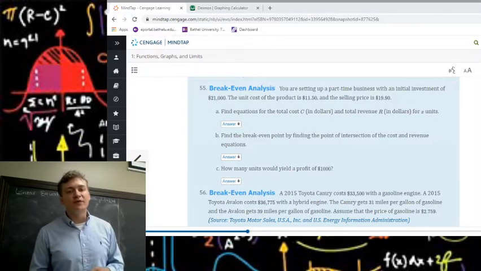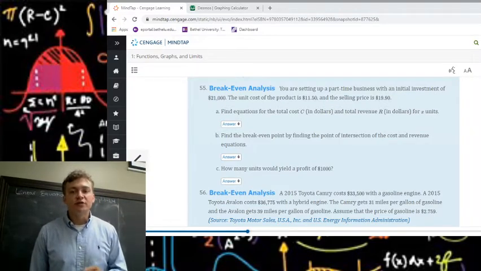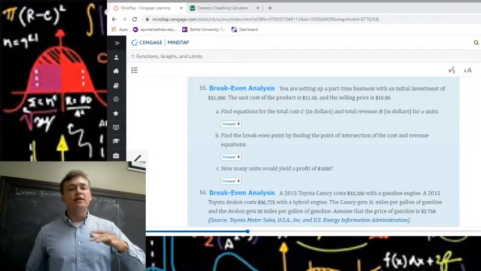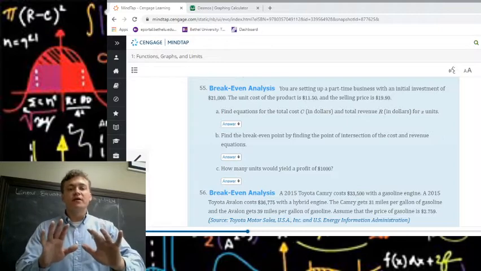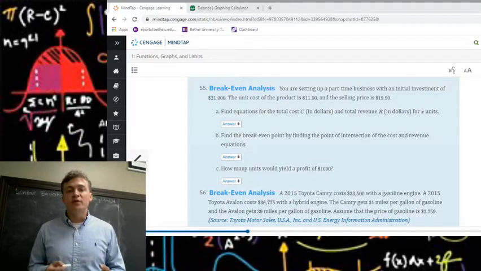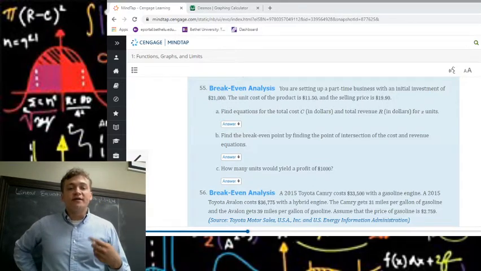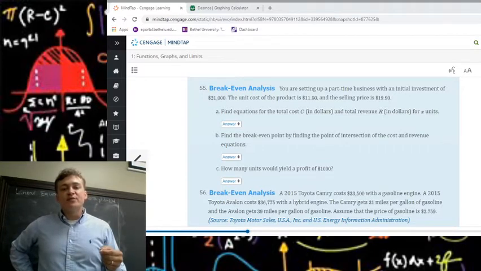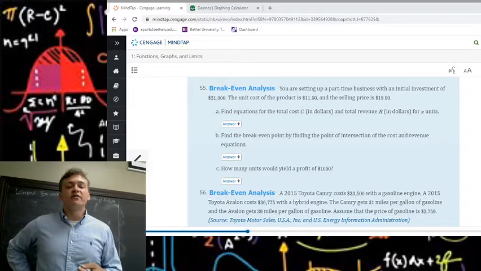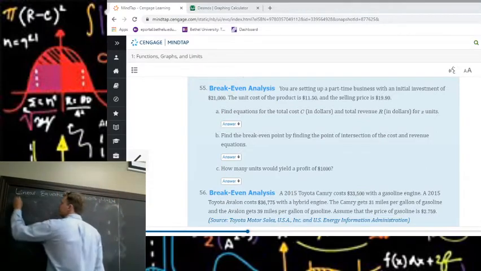So let's take a look here at number 55. It says you are setting up a part-time business with an initial investment of $21,000. So think about this on your end. If you are investing, you are giving away $21,000, so you're not making money on that $21,000. If we're thinking about this in terms of trying to generate a profit, the investment is going to cost you on the front end. So the $21,000 investment is going to go as part of the cost. Let's go ahead and start breaking that down here.